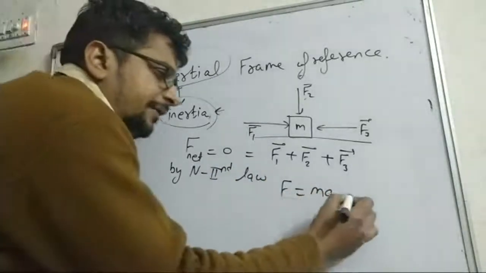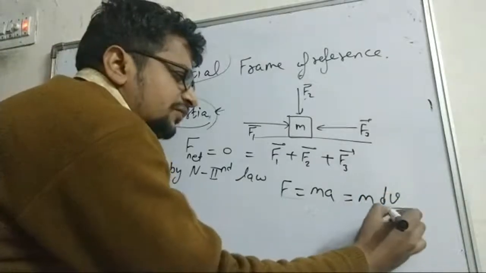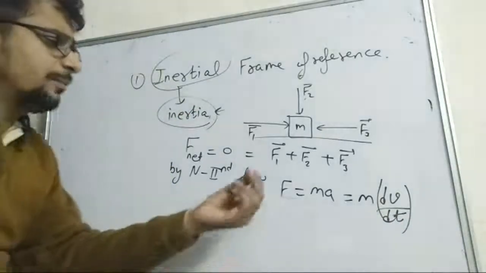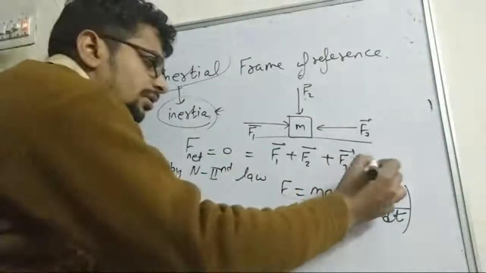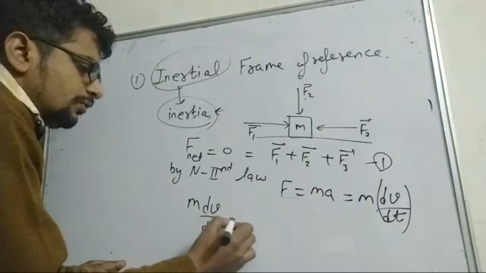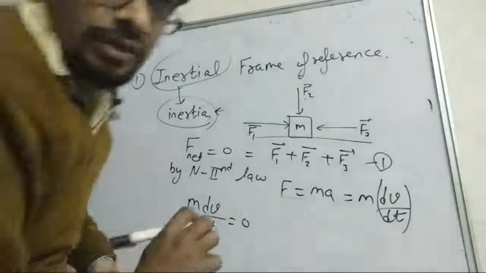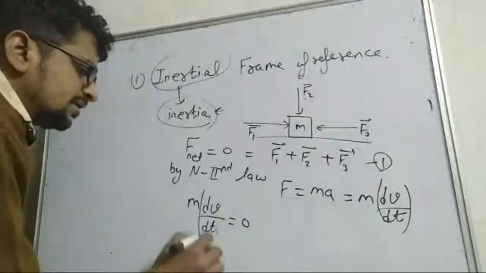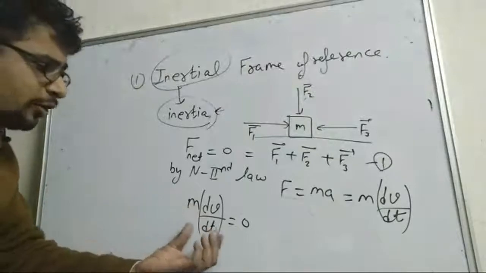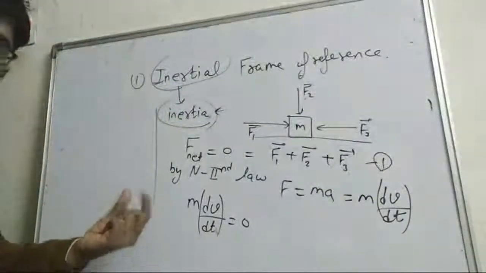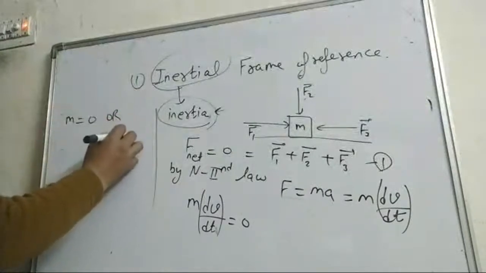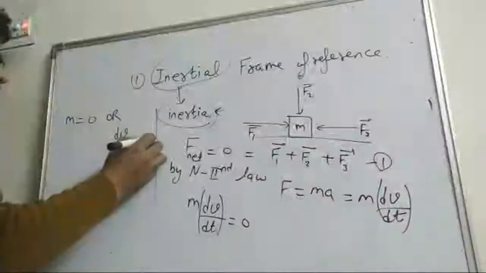Got my point? Acceleration is the rate of change of velocity with respect to time t. Now we can put this value in this equation number one, then we have m dv by dt equal to 0. Now we have two terms, m and dv by dt, whose product is 0. So according to mathematics we have two possible cases: mass may be 0, and second is dv by dt equal to 0.